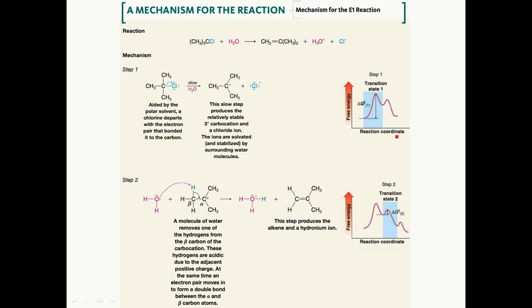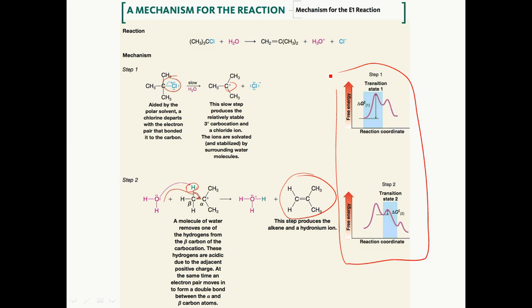And there's also an E1 mechanism. The E1 mechanism looks very similar, except in this case the chlorine comes off first, creating a carbocation, and then water pulls off the hydrogen. Those electrons go down to that bond, and you still get an alkene when it's over with, but in the reaction energy diagrams, you have two steps rather than one.